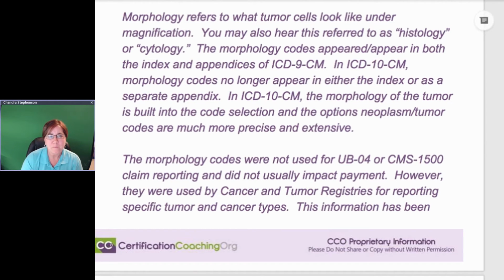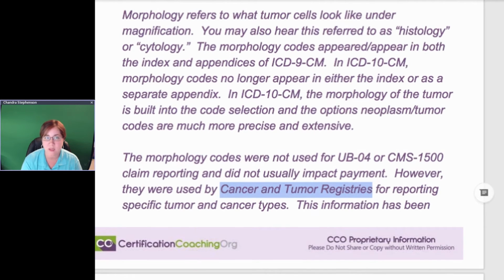Well, those numbers didn't really mean anything if you didn't understand what they were. They were morphology codes. And there was this appendix in the back of ICD-9 that explained what those morphology codes were. Those morphology codes were basically there to tell you what kind of tumor you were dealing with, whether you were dealing with a malignancy or a benign tumor or a carcinoma in situ, all of those things.